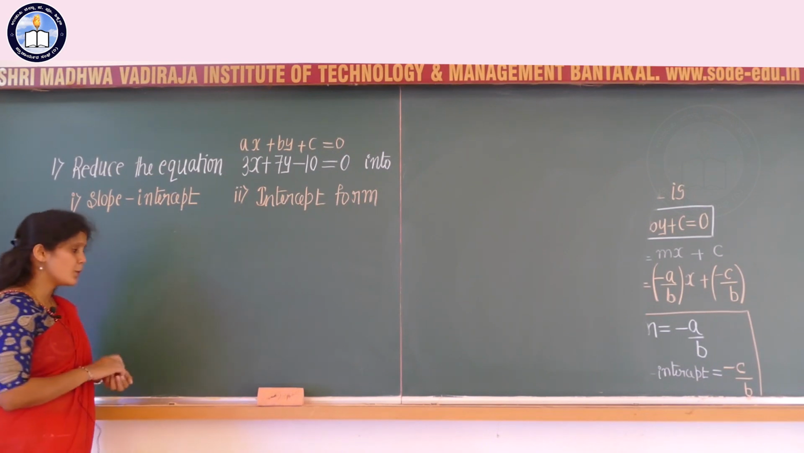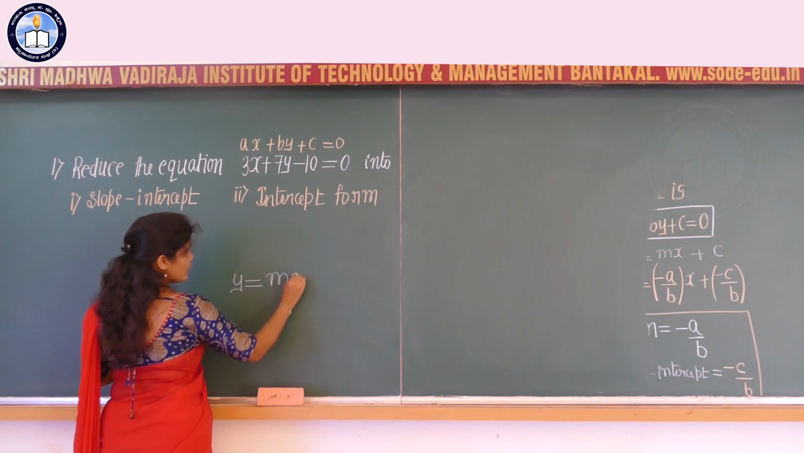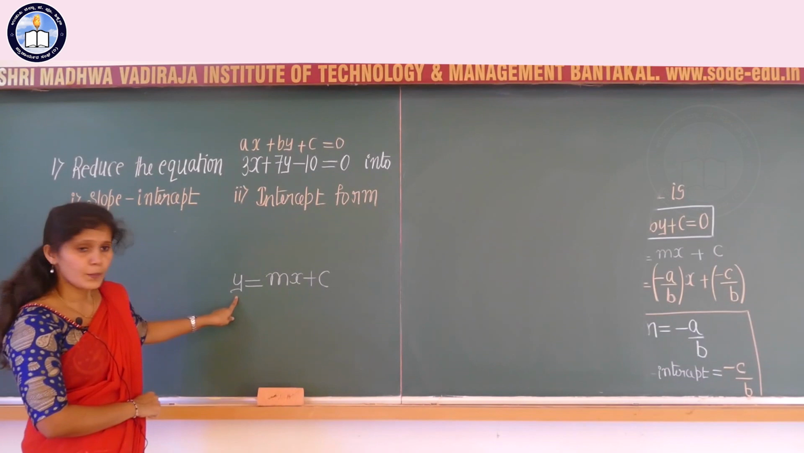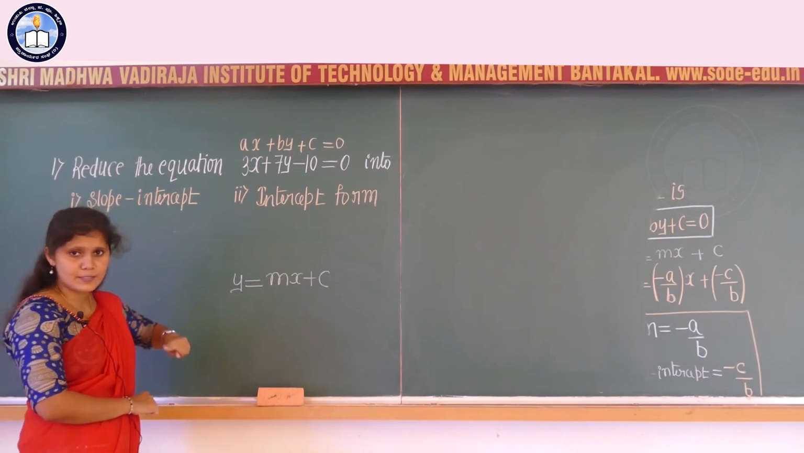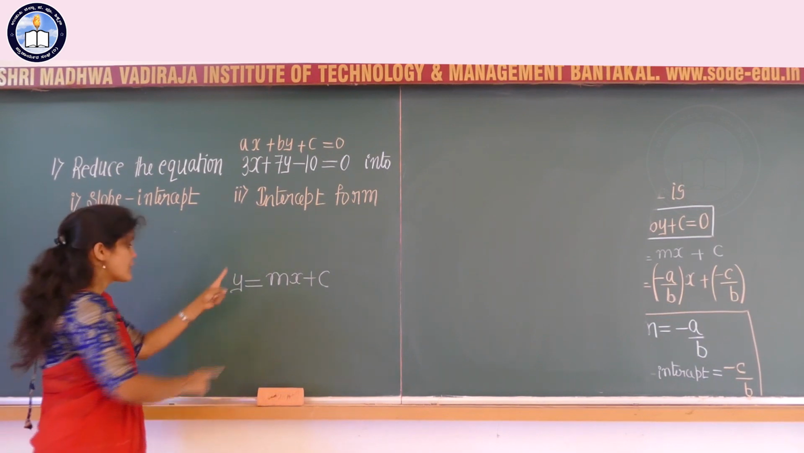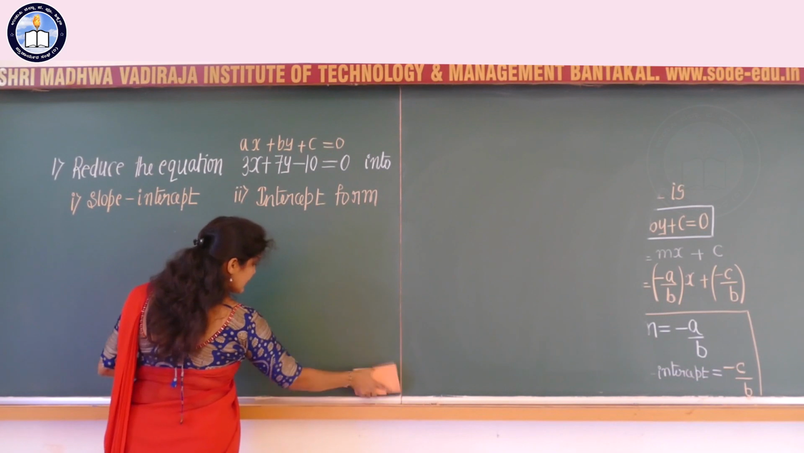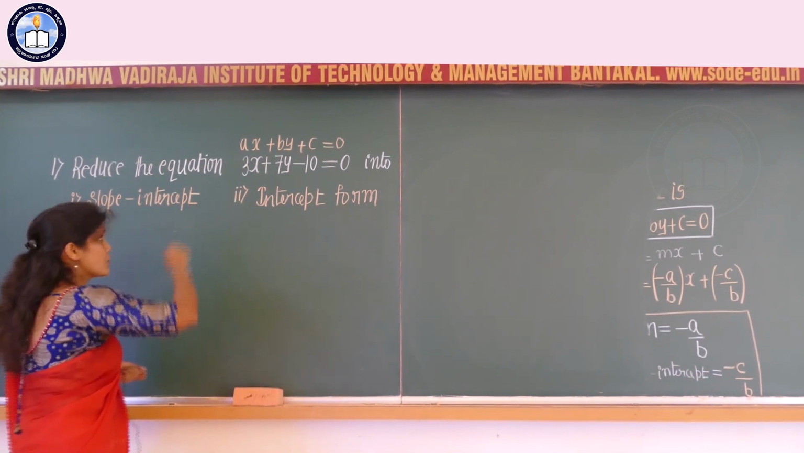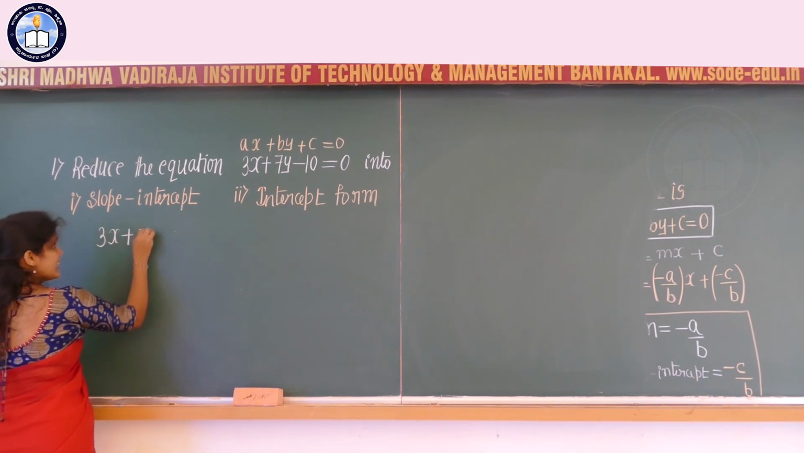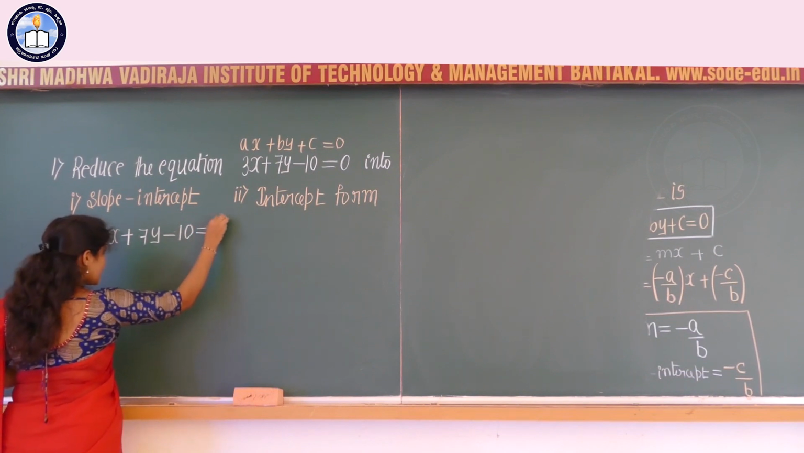What is meant by slope intercept form? Slope intercept form is nothing but y is equal to m into x plus c. Clear? Slope intercept form is y is equal to mx plus c. That means with respect to the given equation, we should write expression for the variable y. So let me continue with respect to the solution of first part. It is given that the line is nothing but 3x plus 7y minus 10 is equal to 0.